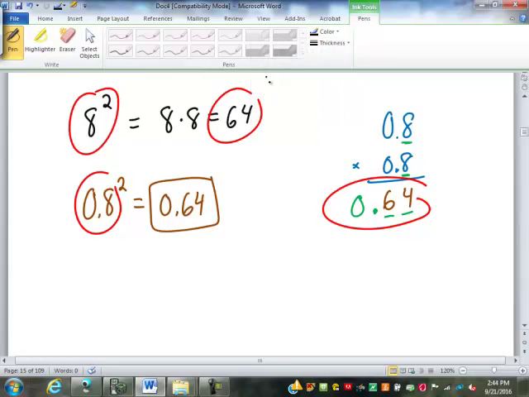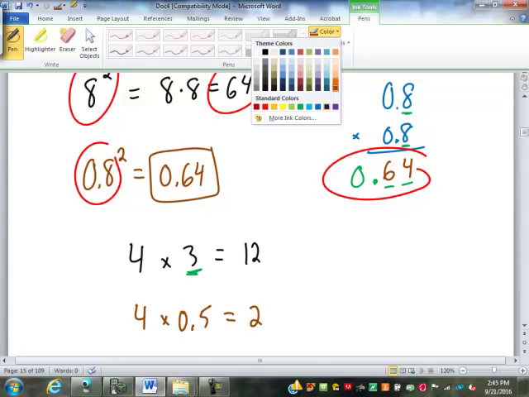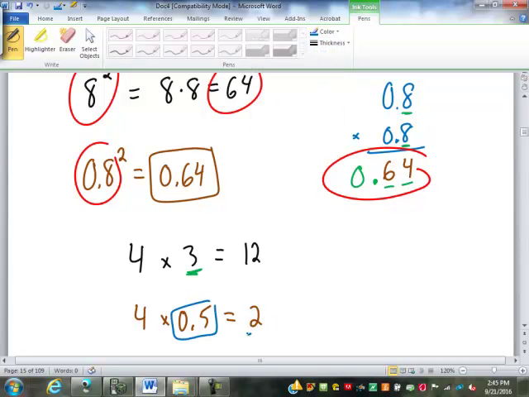Well, let's look at our multiplication for just a second. If I have something like 4 times 3, I get 12. When I multiplied by 3, it got bigger. But if I have 4 times 0.5, I'm going to get what? 2. When I multiplied by 0.5, I got something that was smaller. Why is that? Well, what's 4 times 1?